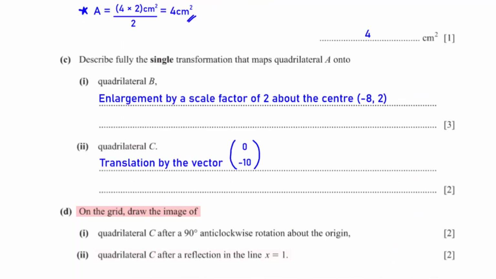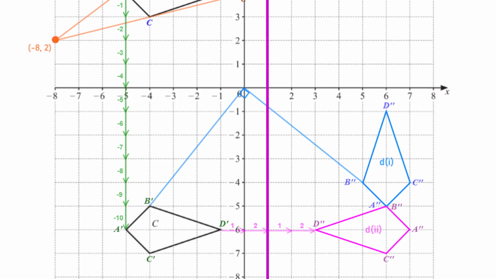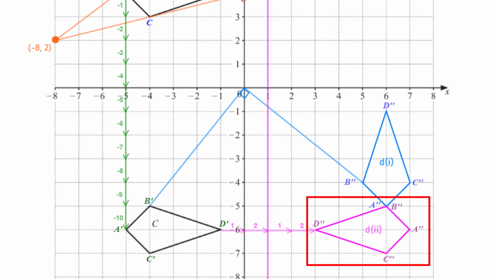On the grid, draw the image of quadrilateral C after a reflection in the line x equals 1. First, we need to draw the line of reflection, which is x equals 1. Then we reflect each vertex on shape C in the line x equals 1. This means if we pick point D on shape C, since we move 2 units to the right to touch the line of reflection, then we also need to move 2 units to the right from the line of reflection to pin the new position of point D. After repeating the same process for all the vertices on shape C, we are now able to map out the reflected image of shape C.